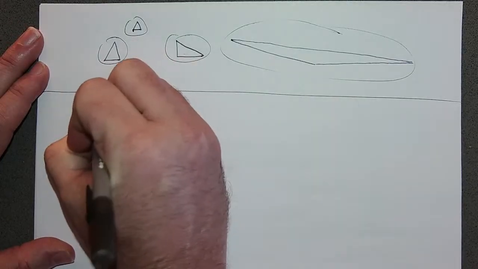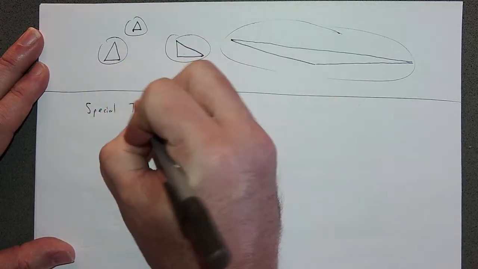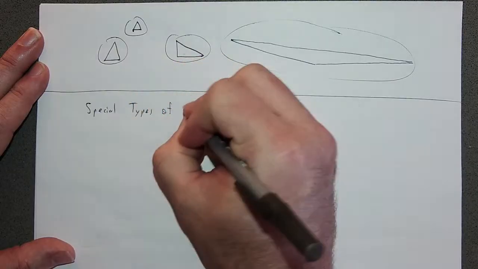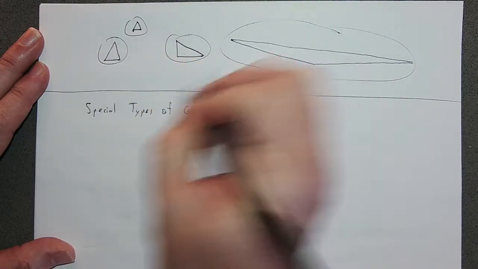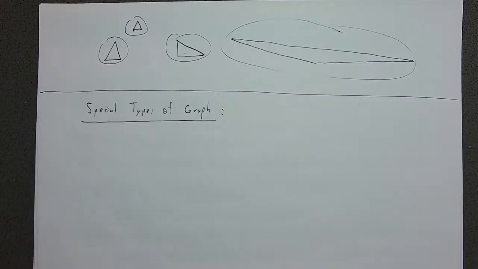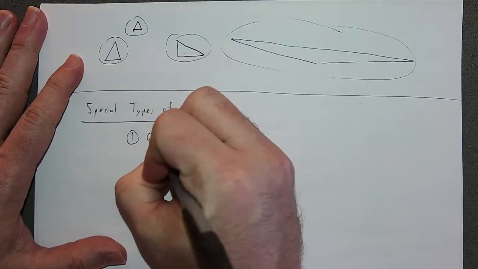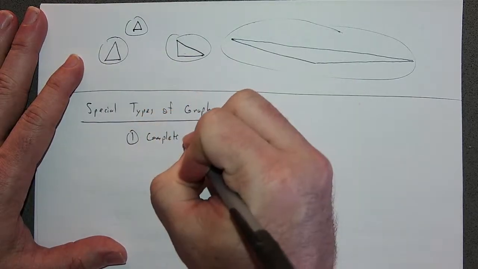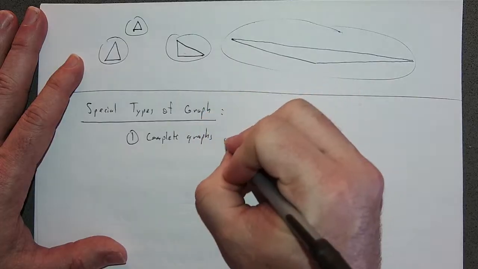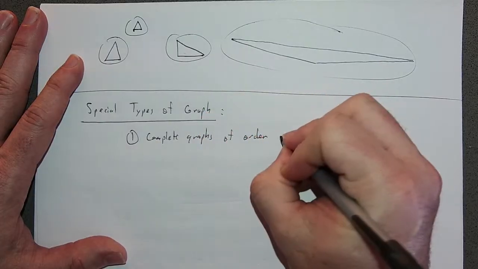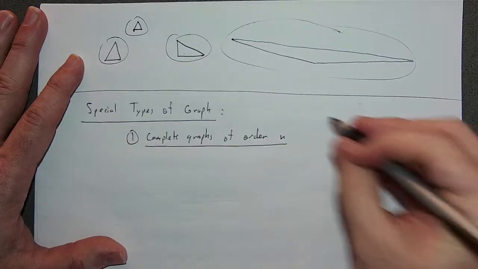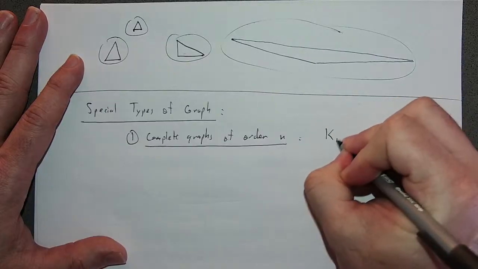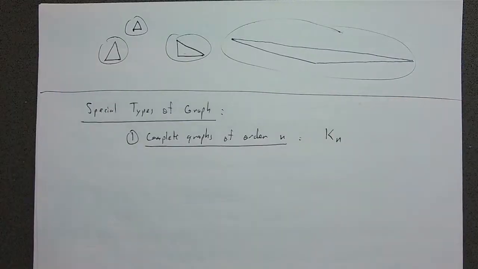So, special graphs. Special types of graph. These are special enough that they have names. So, 1, complete graphs. Complete graphs of order n, we will denote as K sub n. So K sub n is a complete graph of order n.